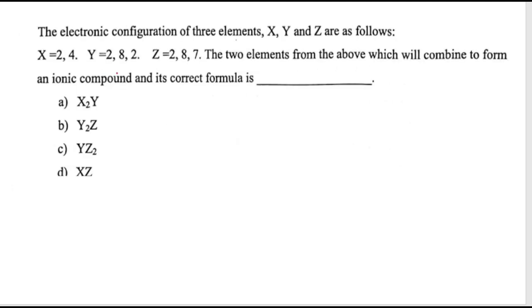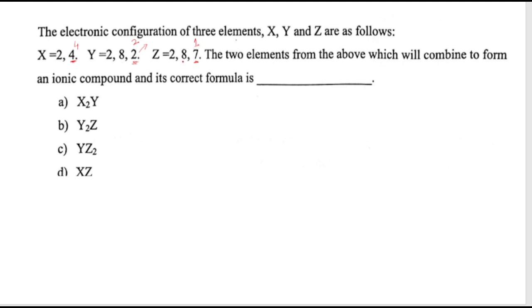The electronic configuration of three elements X, Y and Z are as follows. X is 2,4, Y is 2,8,2, Z is 2,8,7. So we know that the outermost valence shell is where the valence electrons are. So X has 4 valence electrons, so its valence is also 4. Y has 2 valence electrons, so it will tend to give the 2 electrons, so valence is also 2. Whereas Z has 7, so it will tend to gain 1 electron, so valency is 1.